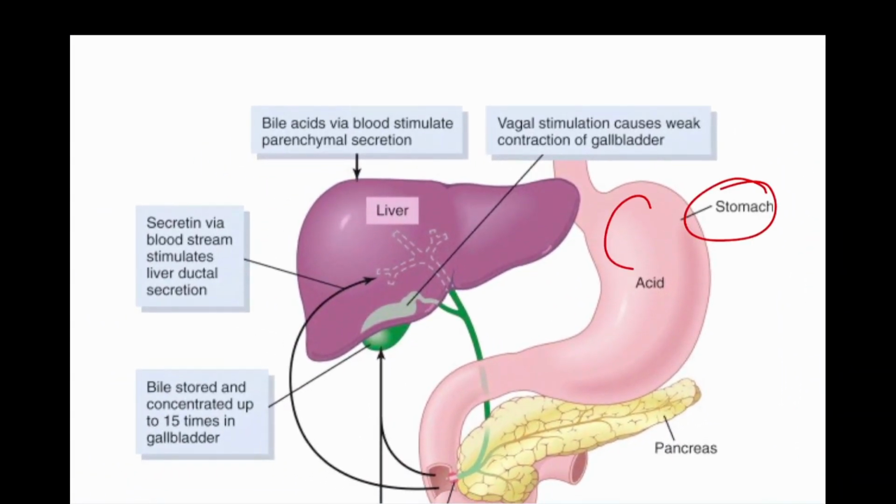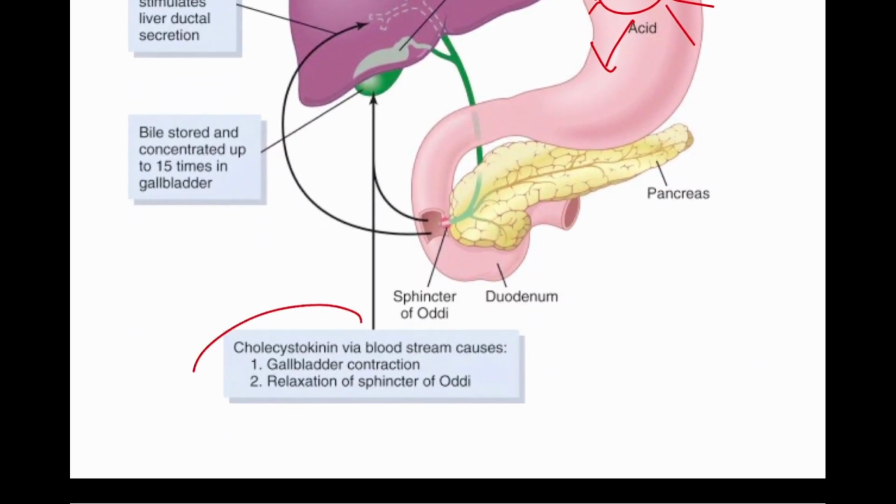Obviously, we get food in the stomach. That's going to cause distension, and that starts the process. Vagal stimulation causes weak contraction of the gallbladder. But what do we really need to be released? Cholecystokinin.